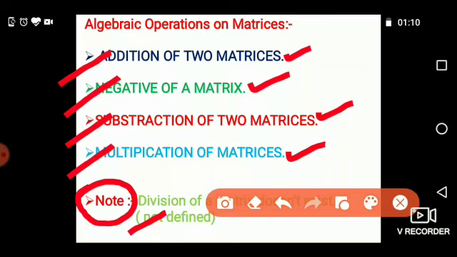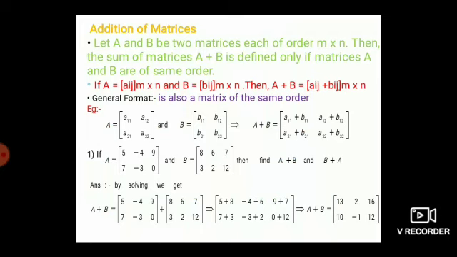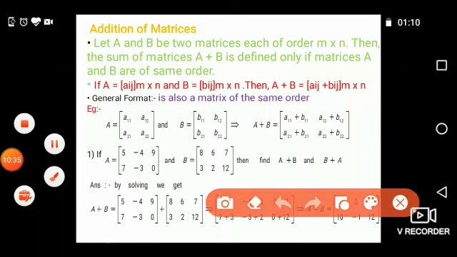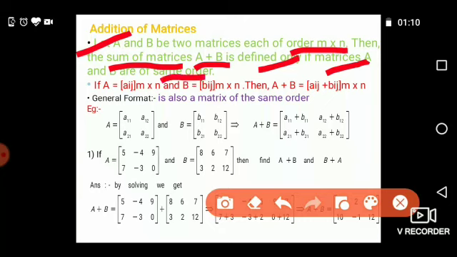Let me start with addition of two matrices. To add two matrices, we need matrices of the same order. Look at this. Let A and B be two matrices of the same order m cross n. Then the sum of the matrices is written as A plus B and is defined only if matrices A and B are of the same order.